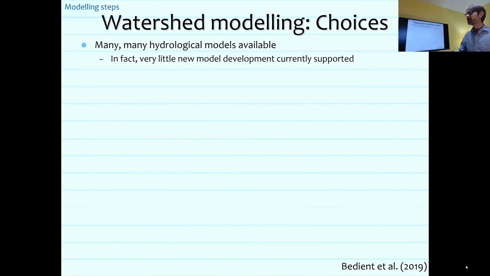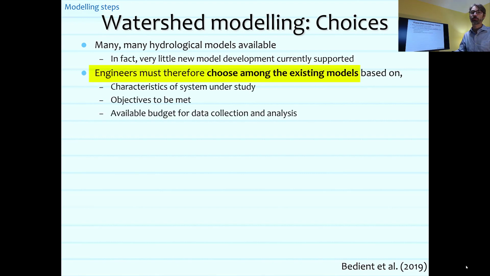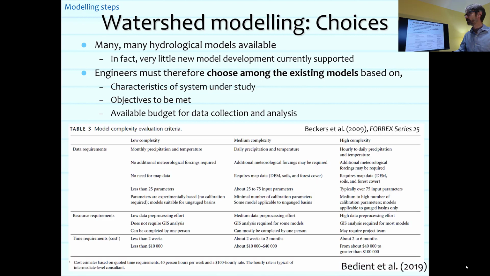In fact, there are many different hydrological models available, and very little new model development is currently supported. So what's done typically is to use the existing models and possibly to modify them slightly, rather than developing entirely new models. Engineers must therefore choose among the existing models based on the characteristics of the system under study, the objectives that they're trying to meet, and the available budget for data collection and analysis.